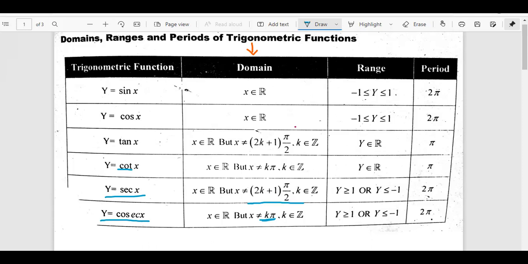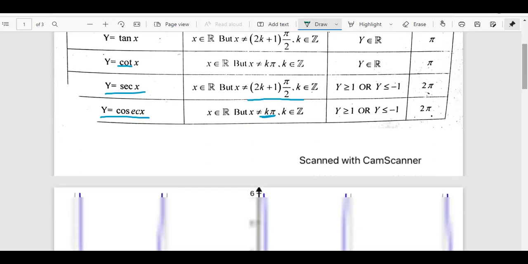Okay, no problem. Now let's talk about the range. Here's the range. When we were talking about the domain, I was looking at the x-axis only. Now you'll see, I look at the y-axis only. When we talk about the range, we look at the values of y. So here we have the first trigonometric function, y equals sine x, and the range starts from minus 1 and ends at 1. Let's see why we have that.